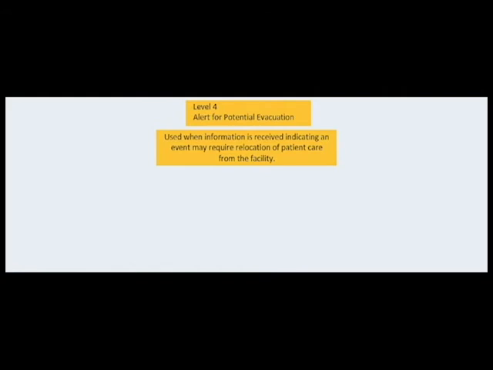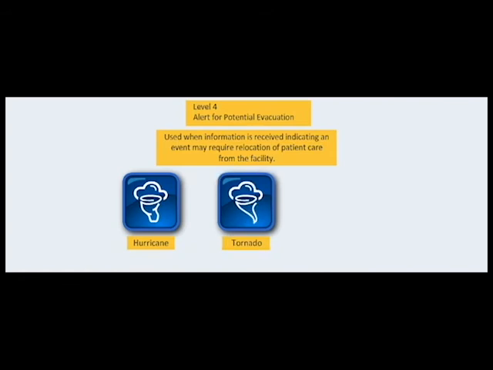A best practice is to develop 4 levels of Evacuation Support Annex activation based on the following criteria. Level 4, Alert for Potential Evacuation. This is used when information is received indicating a situation or event that may require relocation of patient care or ancillary service activities from all or a portion of the facility. For example, a National Weather Service issuance of a blizzard, hurricane, tornado, or flood watch or warning, or an activation of the fire alarm with no confirmed fire.